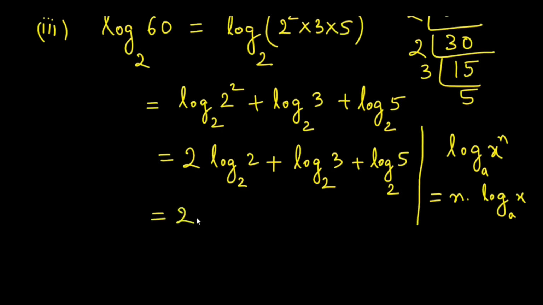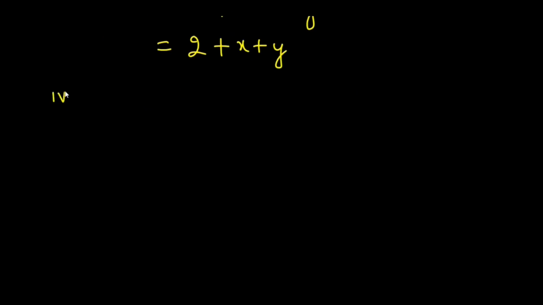Now 2 into log of 2 to the base 2 is 1 plus log of 3 to the base 2 is given as x plus log of 5 to the base 2 is given as y. So this becomes 2 into 1 is 2 plus x plus y. Now the fourth one, log of 6750 to the base 2.